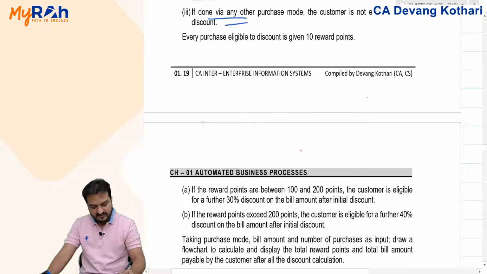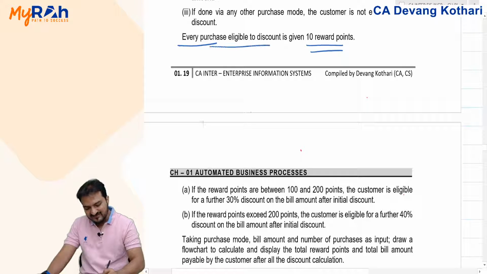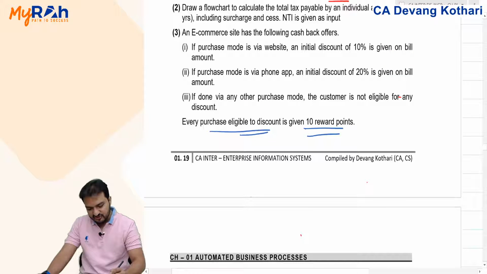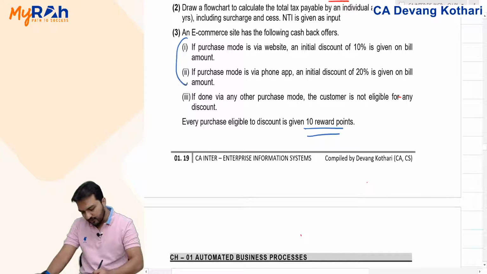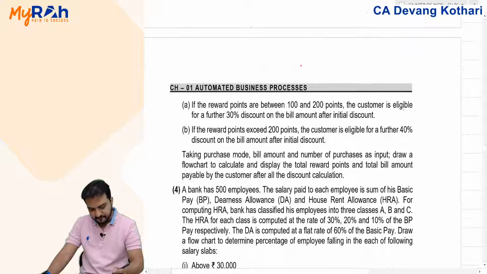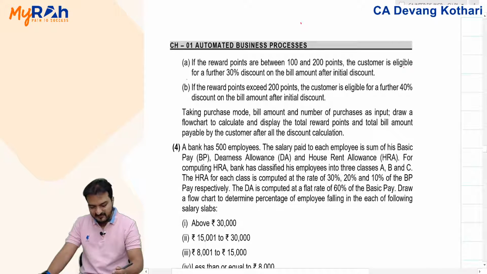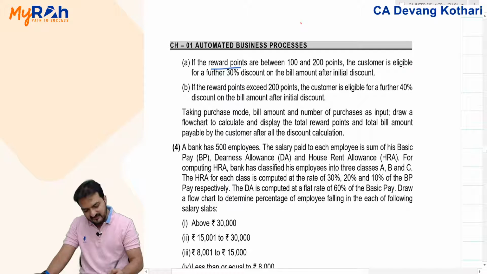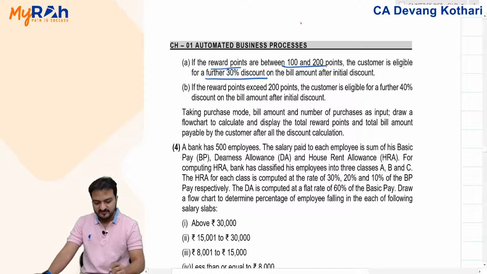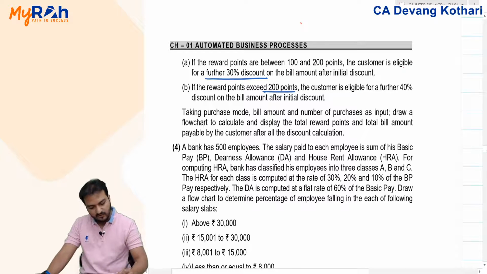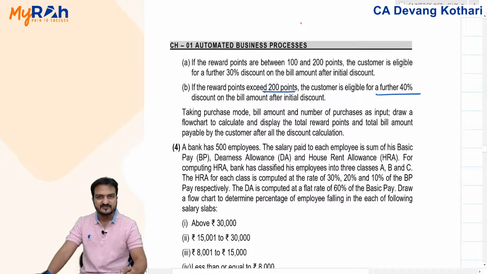While extra discount depends on the reward points. They said that every purchase that is eligible for discount will be given 10 reward points. So which purchases will be given reward points? Only these first two. And reward points are given, 10 points are given for every single item of purchase. If the reward points are between 200 to 300, then you'll get further 30% discount. If reward points exceed 200, then you'll get further 40% discount.